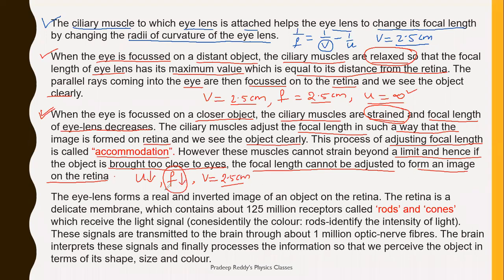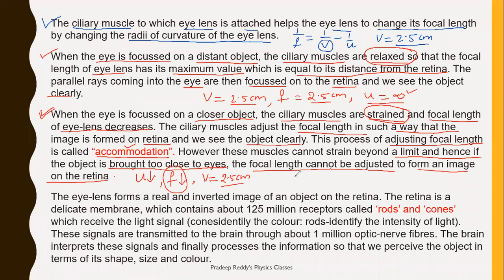Therefore, the ciliary muscle works on increasing or decreasing the focal length depending on the position of the object. And that power of the ciliary muscle is called the power of accommodation. However, if you place the object very close to your eye, then your eye gets most strained and your ciliary muscle cannot adjust the focal length. As a result, you cannot get an image on the retina.